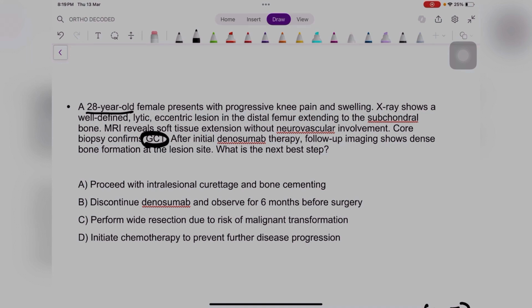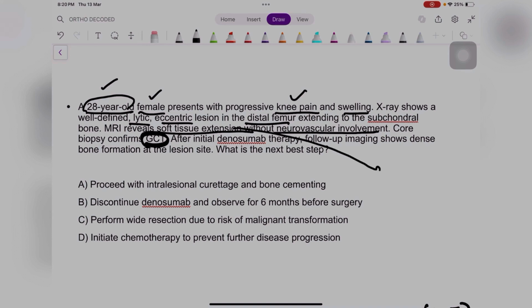So don't waste your time trying to find the diagnosis. If you want to find the diagnosis, it says a 28-year-old female. Here the age is fitting, the sex is fitting, the patient has knee pain, swelling, X-ray shows a lytic eccentric lesion in the distal femur, then the MRI reveals a soft tissue extension without neurovascular involvement. What does this line say? It says that the patient has grade 3. There is soft tissue extension, that means the cortex is breached and the tumor is inside the soft tissue.